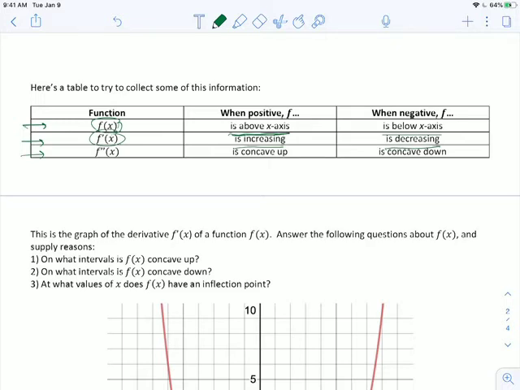And then lastly, it's the sign of the second derivative that tells us about concavity. So when the second derivative is positive, the function is concave up. When the second derivative is negative, it's concave down. So we want to keep those pieces of information in mind, that the signs of the first derivative and the second derivative tell us different things about the behavior of the function. And it's worth concentrating on this table for a little while.